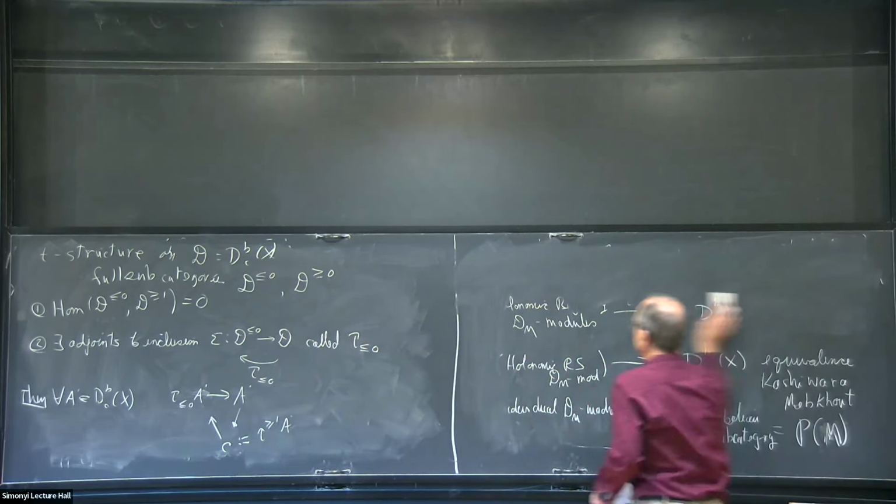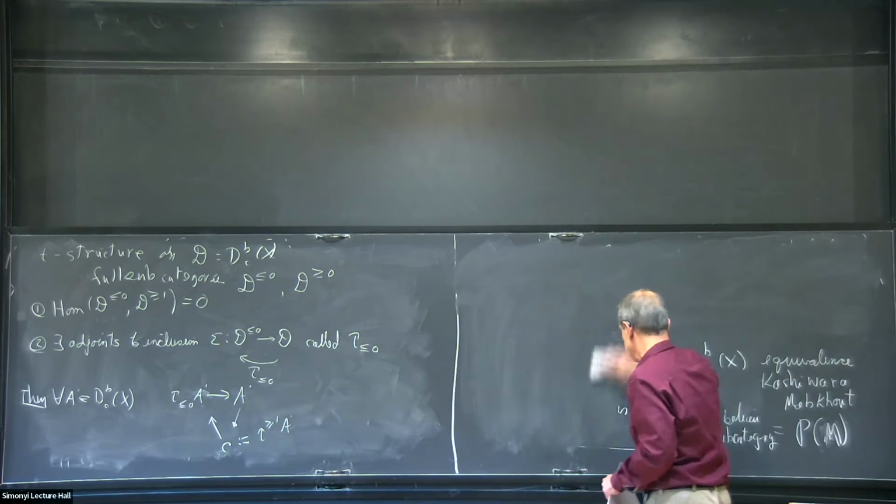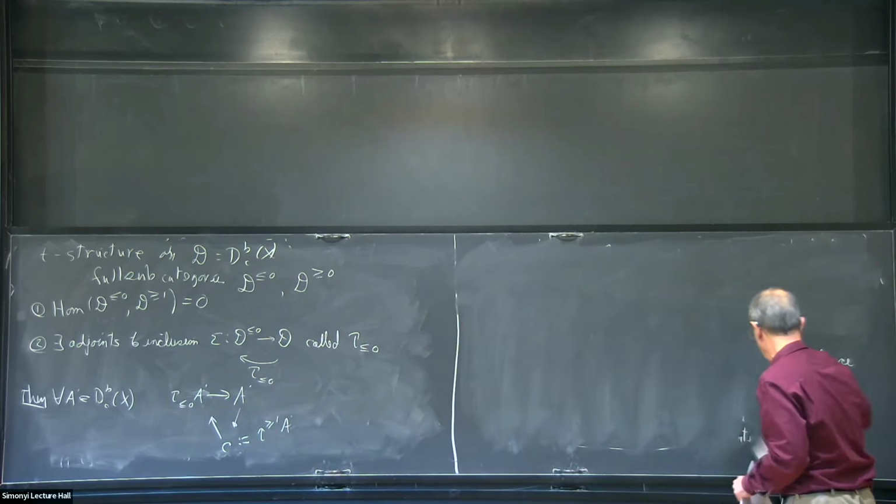And then the theorem is that the intersection of these is an abelian subcategory called the heart. So these are axioms. And then the theorem is that the less than or equal to zero intersect the greater than or equal to zero is abelian. It's called the heart of a t-structure.